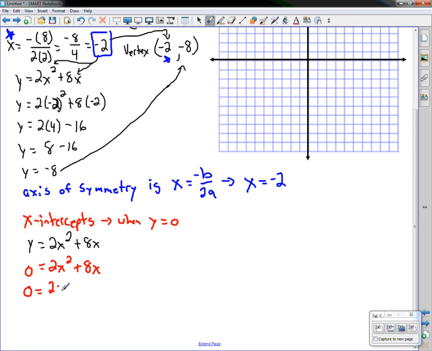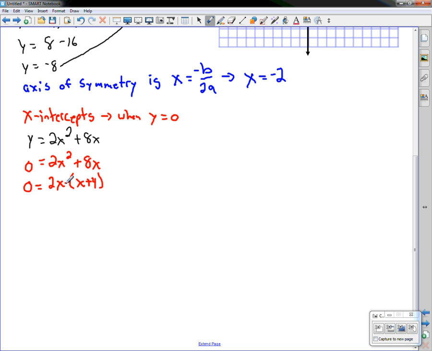So I'm going to take out the GCF since there's only two terms here and it's not a difference of squares. So we have x plus 4 left over. Once you have a product, we can take 2x equals 0, x plus 4 equals 0. To solve, we divide by 2, and we get x equals 0. To solve this one, we subtract 4, and we get x equals -4.